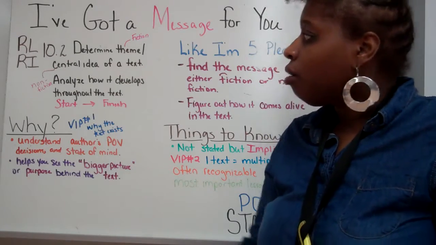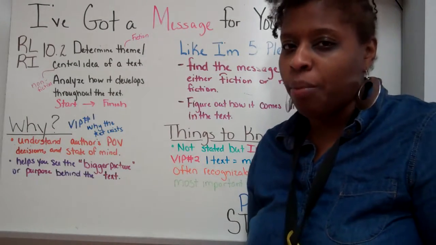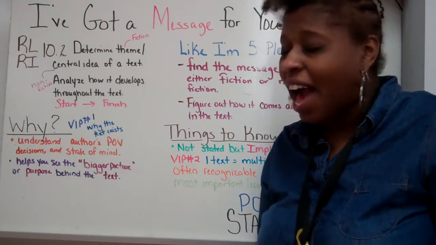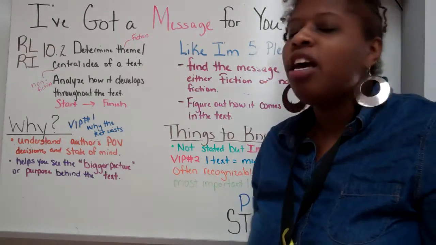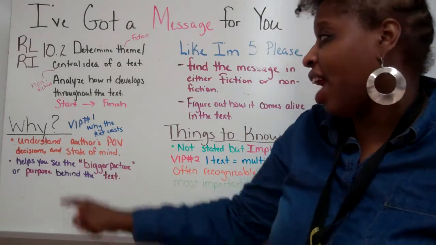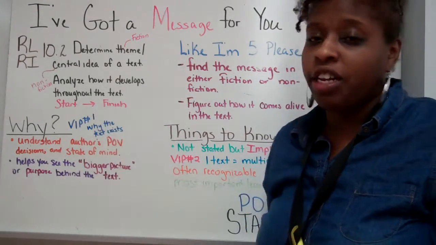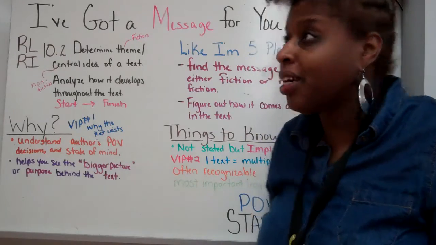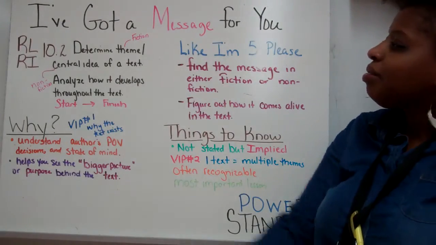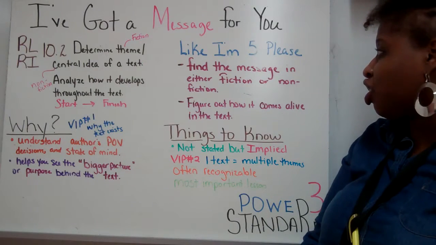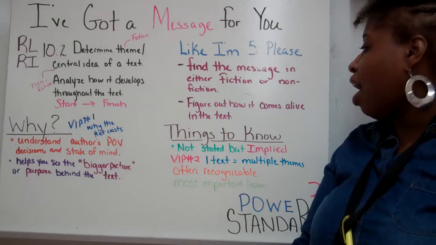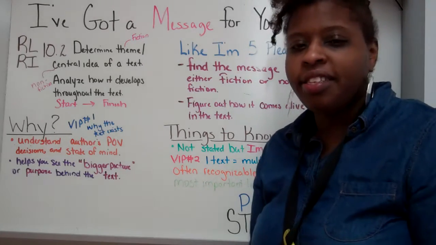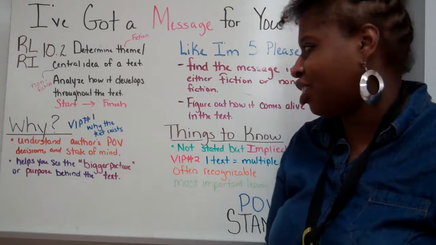The second thing we do with Common Core Standard 10.2 is we have to analyze how the theme or central idea develops through the text. We want to analyze it from the start to the finish. First, you're going to find the message in either a fiction or nonfiction text. Then you'll figure out how it comes alive in the text from the start to the finish.